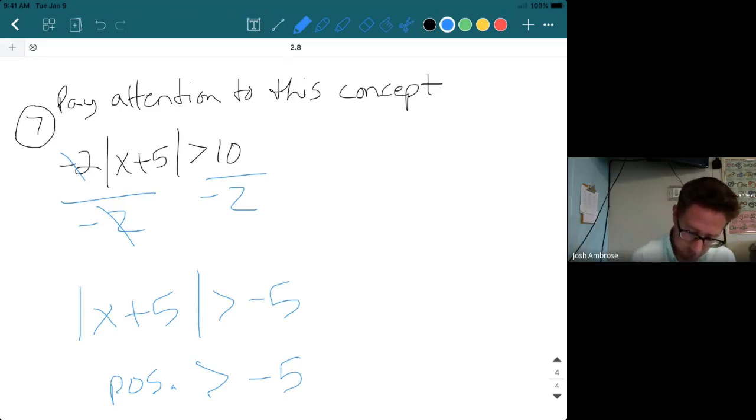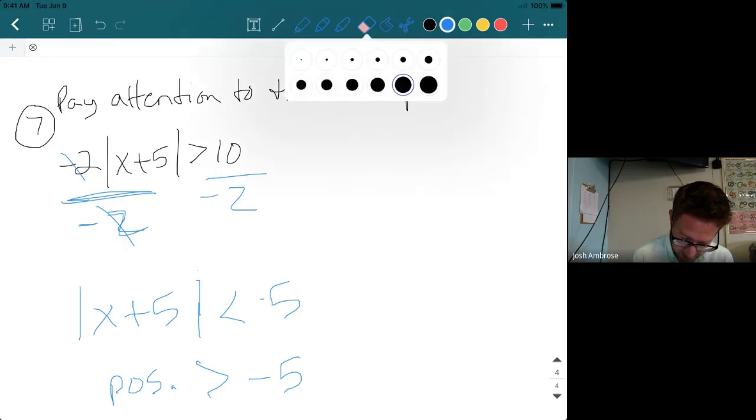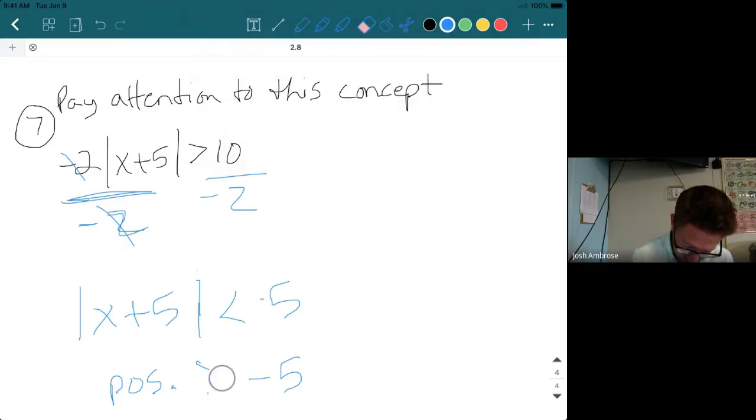Now think about this. There's one little thing that I forgot to do right here, didn't I? This guy should have been changed because I divided by a negative 2. I should have flipped that. So there's one little thing that I needed to do. That should have been like that. Okay, back to the concept. Anything in that absolute value is going to come out as a positive.